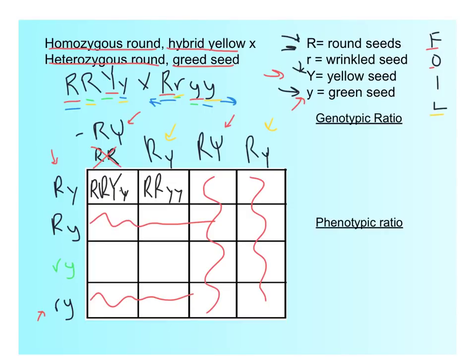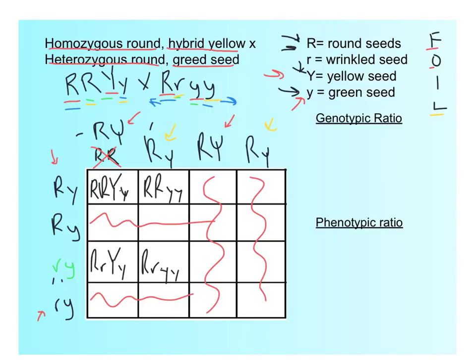Big R right there, little R right there. Big R, little R, big Y, little Y. And last, we got a big R up here, little R right there. Big R, little Y, little Y.